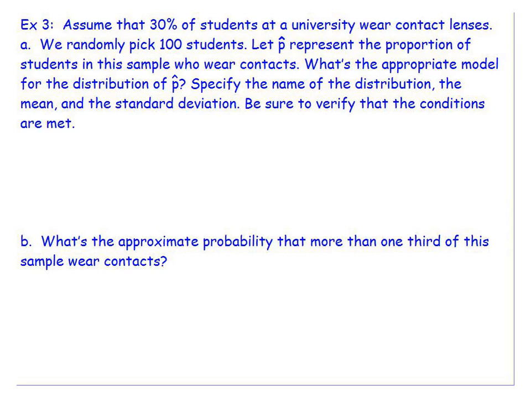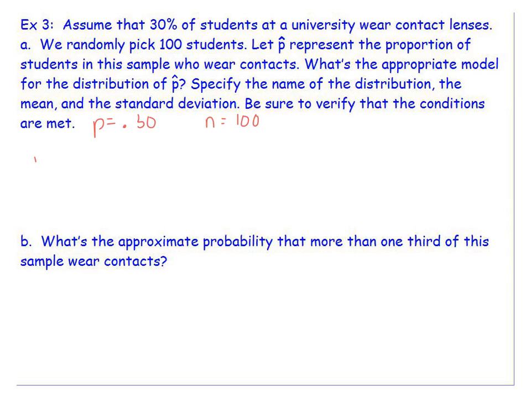So this is basically going through and checking all of our conditions. What do we know to start this problem? Well, we know that 30% of students at a university wear contact lenses. We're going to assume that that is p, so 0.30. And we randomly pick, so there's the n, 100 students. But we don't know any other numbers, so that's all we know right now.